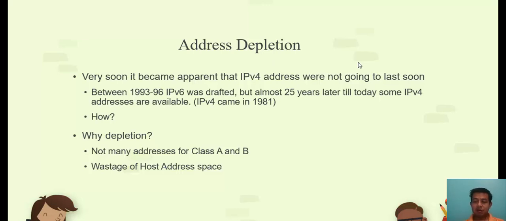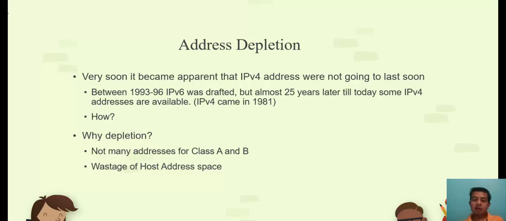This is a really funny situation. Long back, 25 years ago, they were saying that IPv4 addresses are going to end. They've been saying this for 25 years, but still some of the IPv4 addresses are available. How is this available? Because some of the methods that were designed later on extended the lifespan of IPv4. Though it was apparent that these addresses are going to end very soon, some of the methods people developed in between ensured that the lifespan of IPv4 was extended for some more duration.